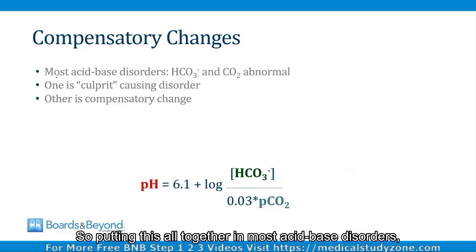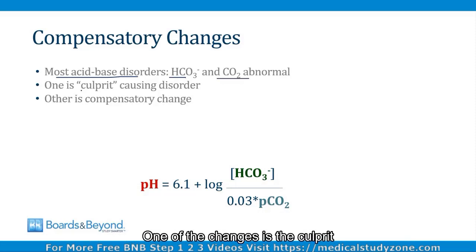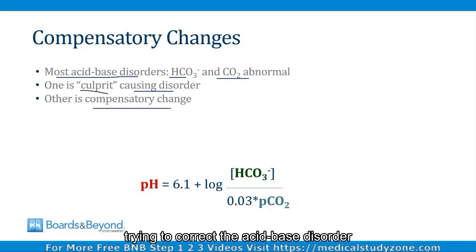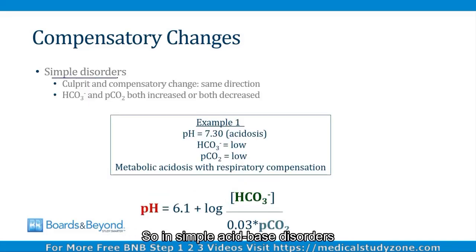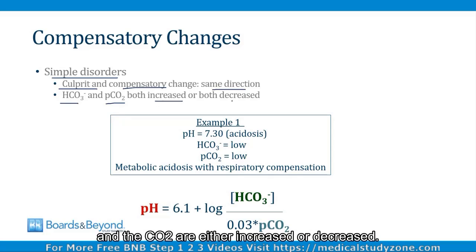So putting this all together, in most acid-base disorders, both the bicarbonate and the carbon dioxide are abnormal. One of the changes is the culprit, meaning it's causing the acid-base disorder. The other change is the compensatory response, trying to correct the acid-base disorder and bring the pH back towards normal. So in simple acid-base disorders, which are very common, the culprit and the compensatory change are in the same direction, meaning that both the bicarbonate and the CO2 are either increased or decreased.